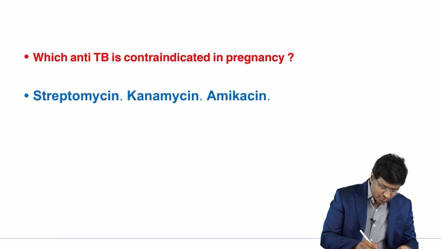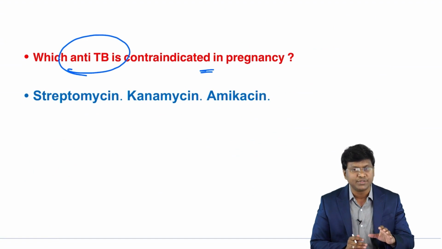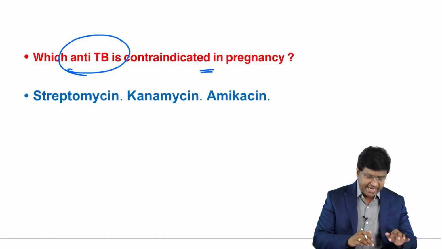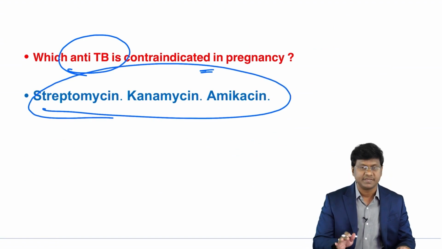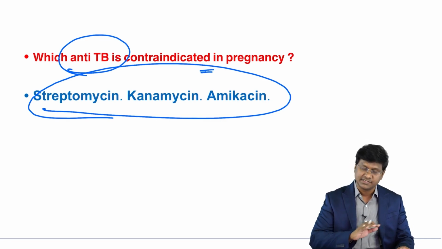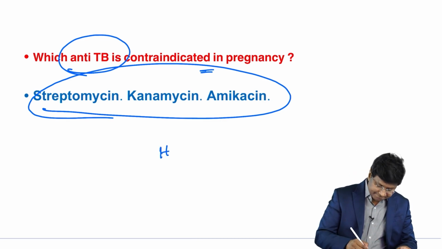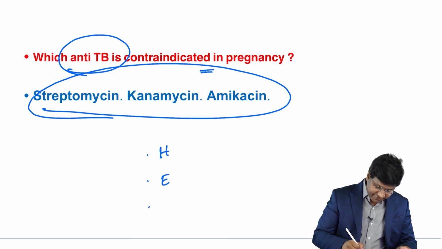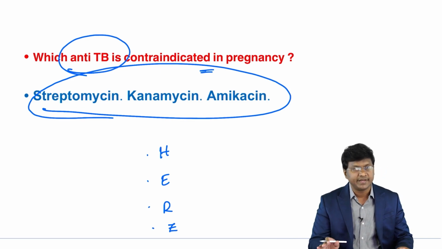And one question was like this: which anti-tubercular drug is contraindicated in pregnancy? Right, I am unable to recall the options, but let me tell you, one of these drugs was there in your options. Basically, the aminoglycosides are contraindicated in pregnancy, like streptomycin, kanamycin, amikacin. Whereas isoniazid, that is H, as well as ethambutol, rifampicin, and pyrazinamide can be given in pregnancy. But streptomycin, kanamycin, and amikacin are contraindicated in pregnancy.